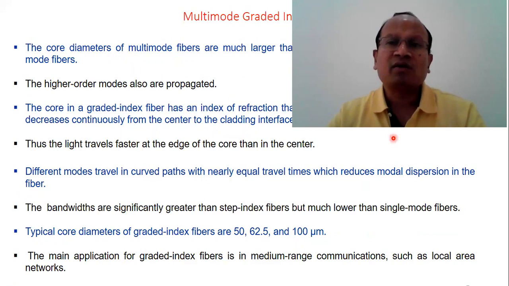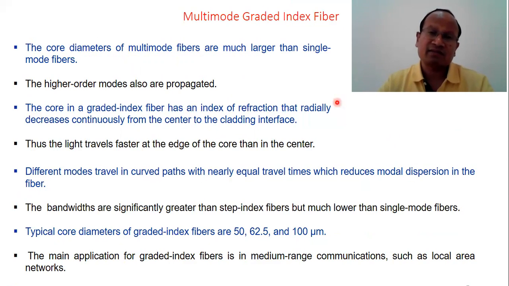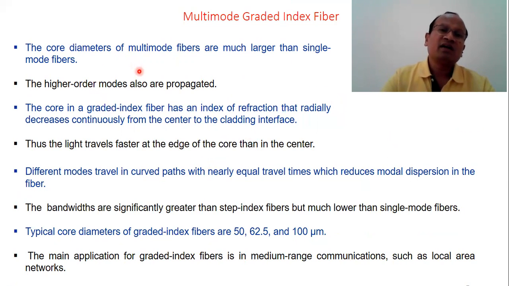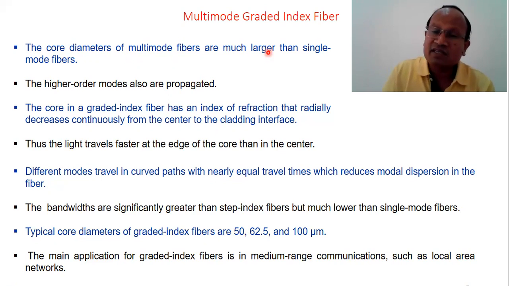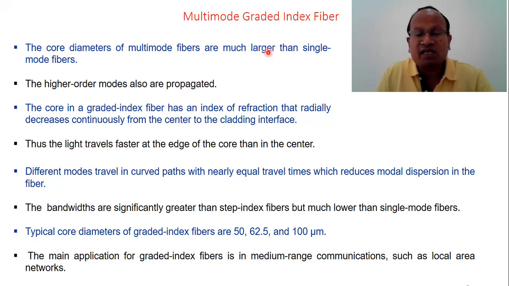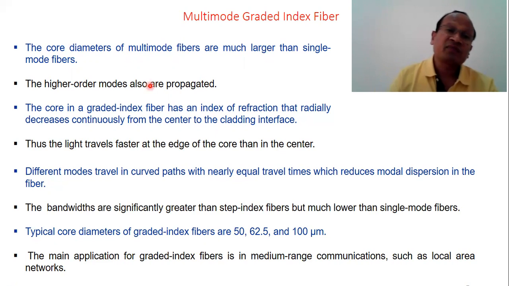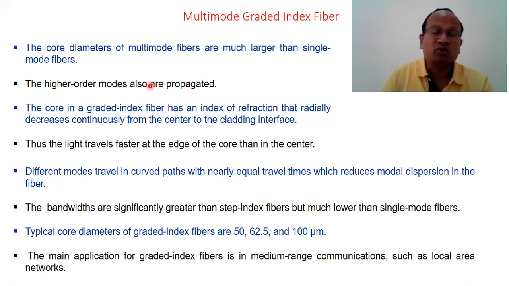Next one is multi-mode graded index. Multi-mode has again two types: multi-mode step index and multi-mode graded index. In multi-mode graded index, you can see the core diameter is much larger than the single mode fiber. So the first difference is the core diameter is larger than that of single mode fiber. Higher order modes are propagated, that is of order 1, order 2, order 3.